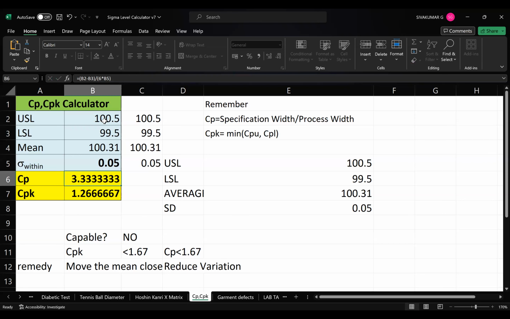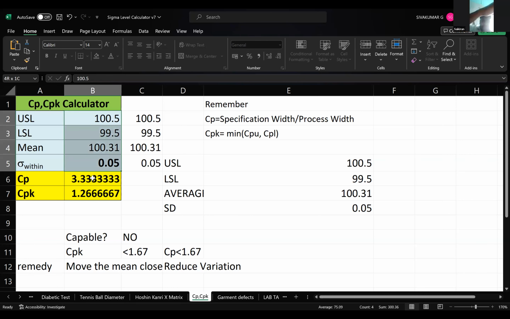Not capable, sir, but stable. We need a minimum of 1.66 or 1.67. So the process is not capable, but for consistency, I don't have any problem. The process is consistent. So now in this case, you just have to move the mean. You don't have to do anything to reduce the variation, because the variation is already low. Cp is 3.33, which is more than 1.67.